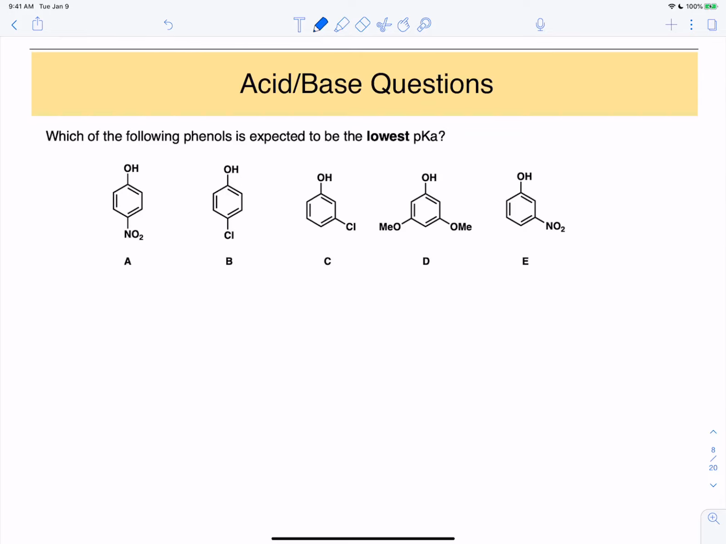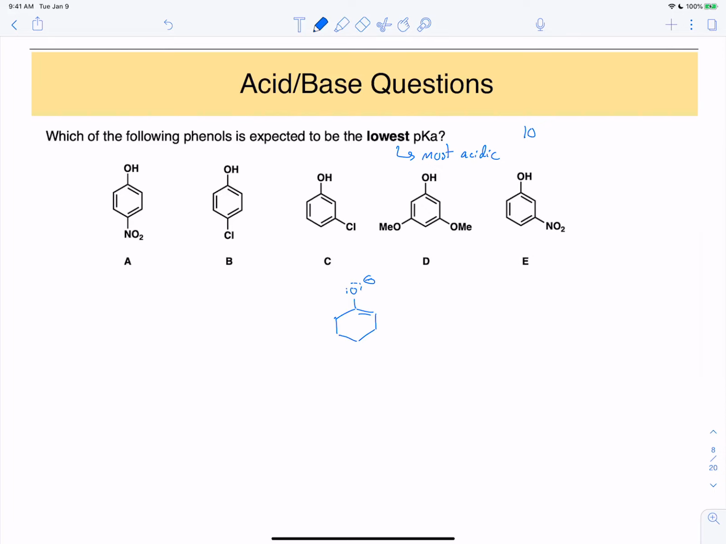Here we have a series of phenols. So our base point for phenol is about 10. And so we're going to take into account different substituent effects to figure out which one probably has the lowest pKa. The one with the lowest pKa means it'll be the most acidic. And so what we're trying to do now is further stabilize the conjugate base.